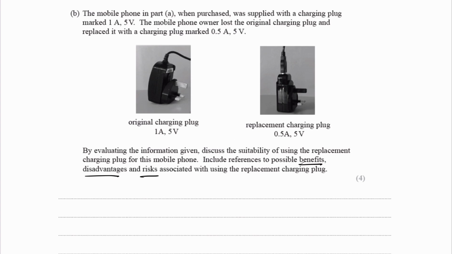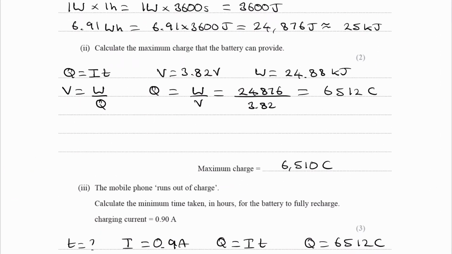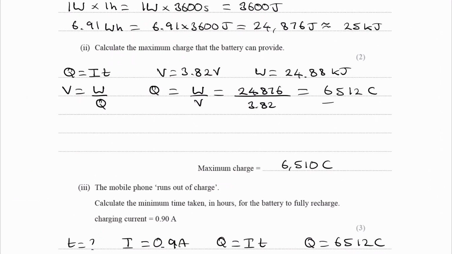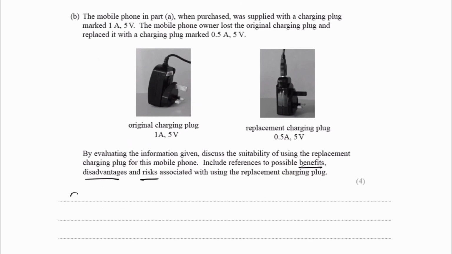So one of the disadvantages would be that it charges slower. We still have to supply that same charge that we had before. It still has to get to a charge of 6,512 coulombs. But if our current is lower, then we will have a longer charging time, as Q is equal to IT and Q is constant. That means that if I decreases, T will increase. Okay, so it's a slower charging time. That could be a problem. It could also be a benefit, because if you have a longer charging time, the likelihood of the phone battery heating up would be lower, and that could increase its lifespan.